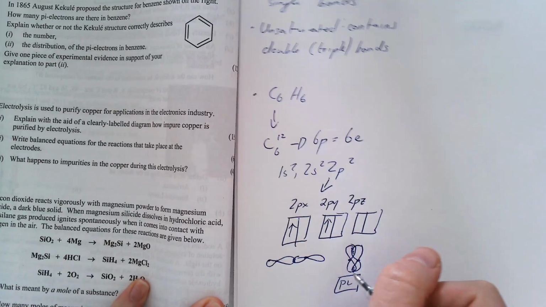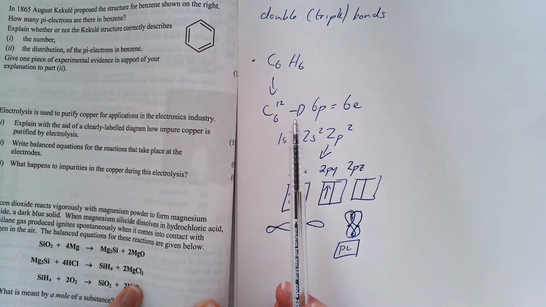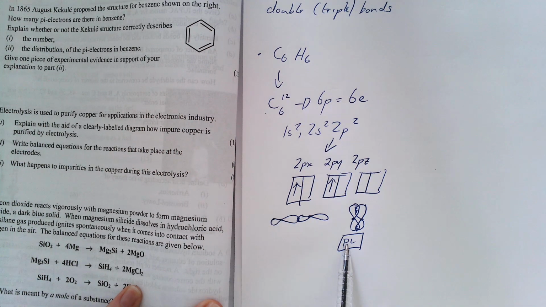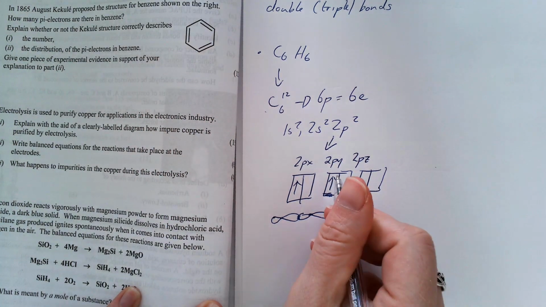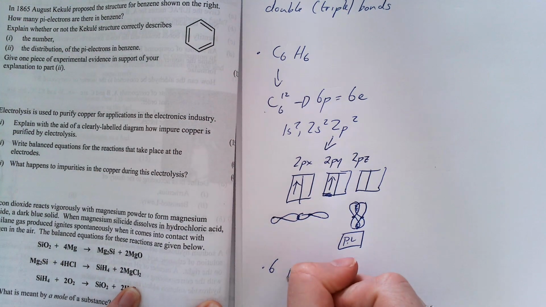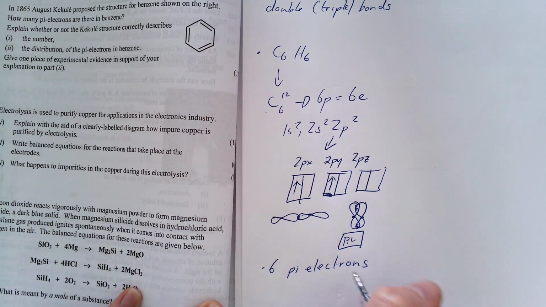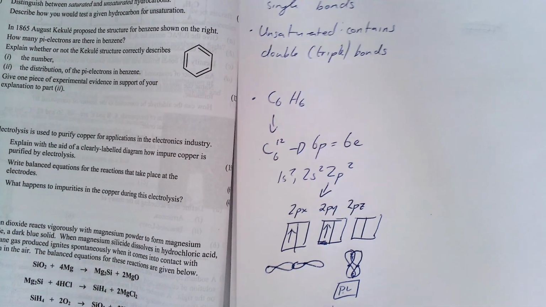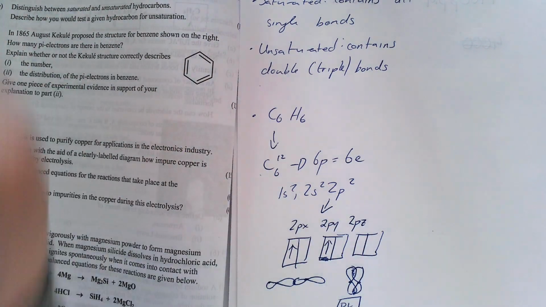You're asked then, how many pi electrons are there in benzene? I have 6 carbons. Each of these carbons has 1 pi bond, 1 in the py orbital. So in total, I have 6 pi electrons. Now all you have to do is write in 6 pi electrons.